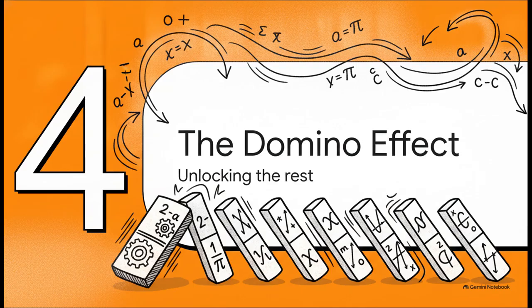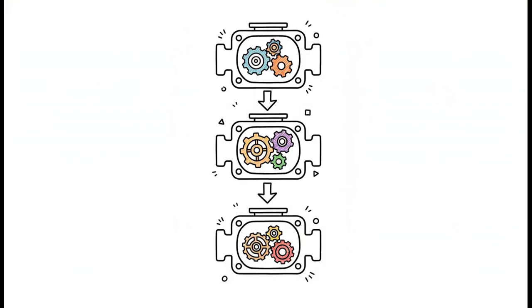Section 4. The domino effect. Unlocking the rest. Because I'm telling you, once that 2 alpha gear starts turning, everything else falls into place like dominoes. Let's look at some even more complex territory, like the triple angle and 4 angle formulas. Figuring out 3 alpha isn't some brand new rule you have to commit to memory. It's really just plugging our double angle back into the machine alongside a single angle, 2 alpha plus alpha.